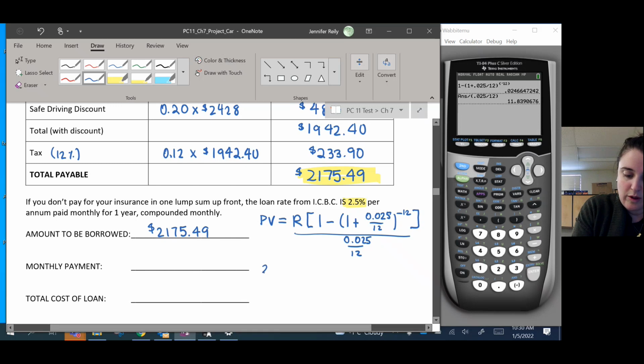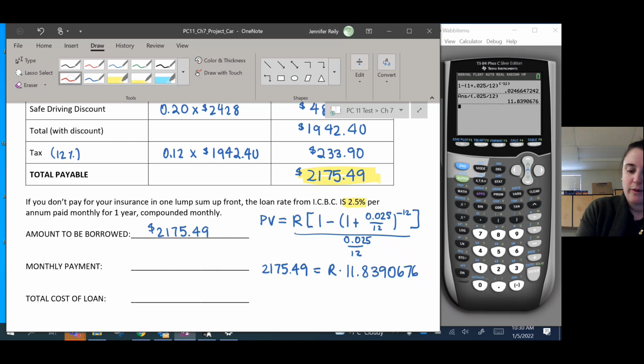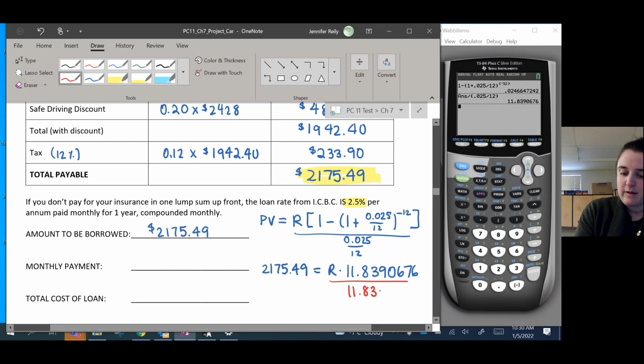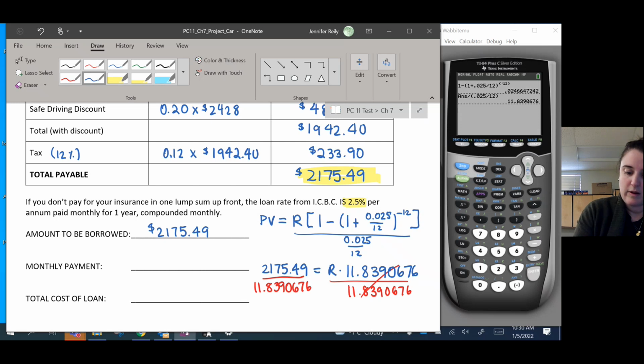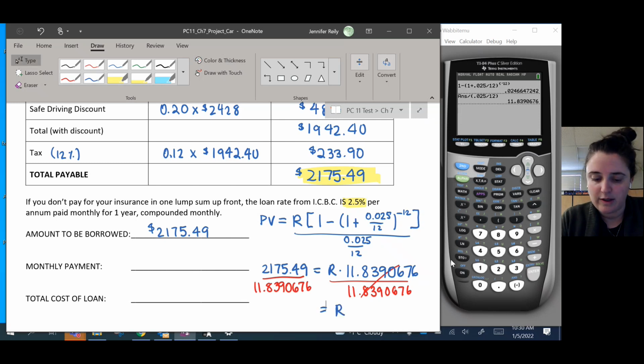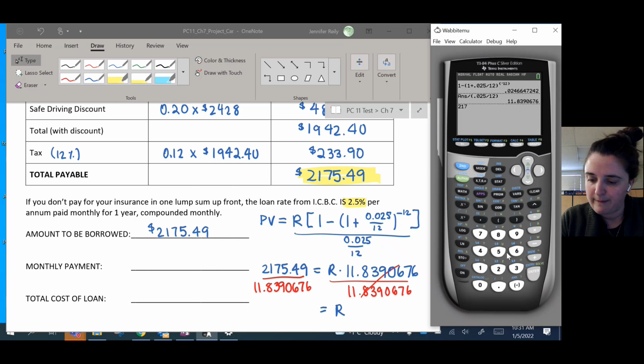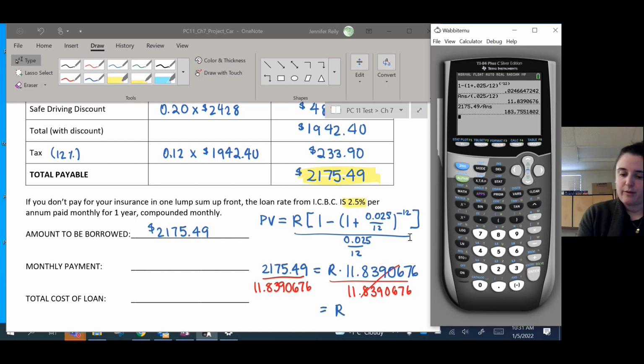So the present value is 2175.49. I don't know the R value, that's the regular payment amount that we're trying to find, but I do know this messy looking fraction here equals 11.8390676. Then we divide both sides by that number to isolate R. R equals, okay, let's use that number. We're not going to erase it. We're going to use the answer button here. 2175.49, that's the amount we need to borrow, divided by answer. Okay, 183.76.